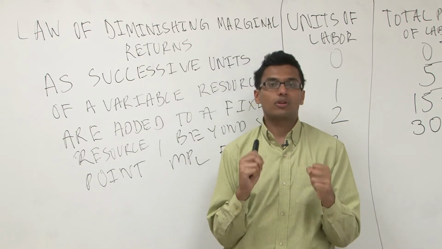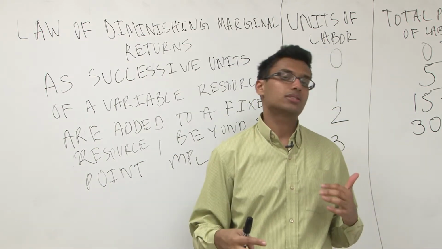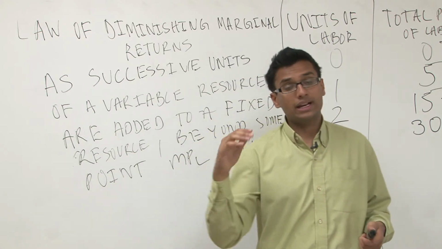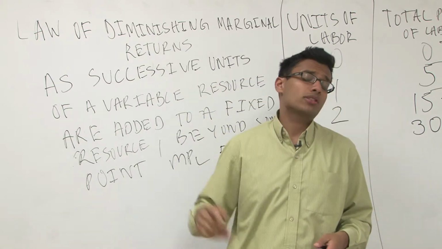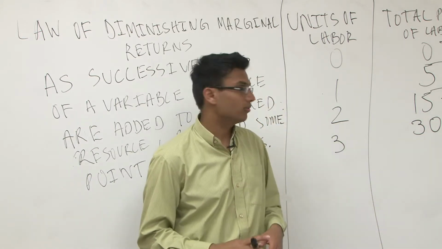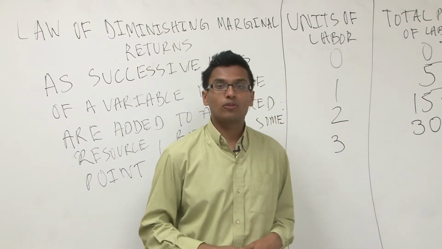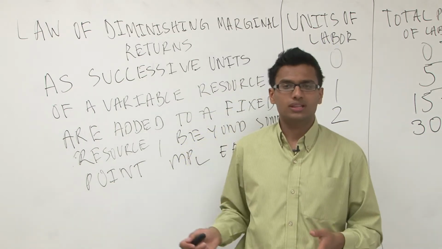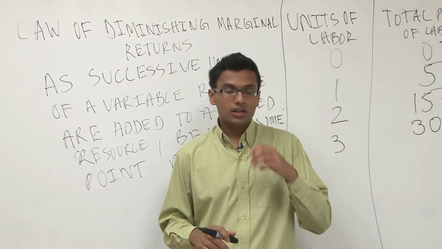Think about that restaurant we talked about. In this pizza restaurant, we had 0, 1, 2, 3 workers. I just started off my restaurant. I added the first worker. Things were going well. I was making, in this example, 5 boxes, and then later I made 15 with the second worker, 30 with the third worker, and so on.